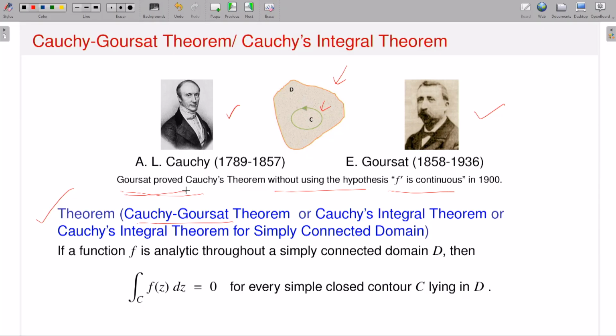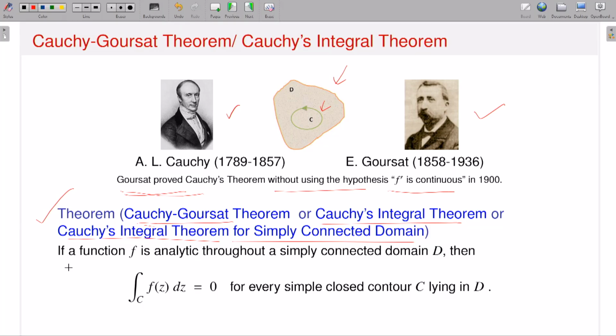So altogether, I am saying this is the Cauchy-Goursat theorem, or sometimes it is called Cauchy's integral theorem, or Cauchy's integral theorem for simply connected domain. So there are many books, and it has many names. So maybe you can say the Cauchy-Goursat theorem, or Cauchy's integral theorem, or Cauchy's integral theorem for simply connected domain.